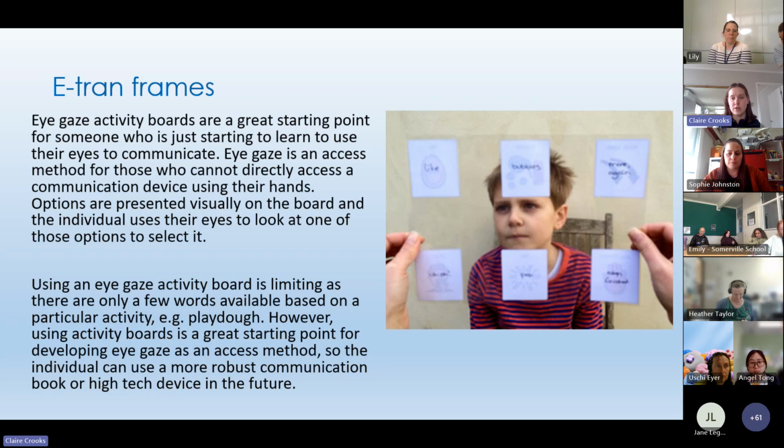So if you've got someone who is having difficulties with their hands, we recommend definitely looking at some eye pointing to support that, because eye gaze is a means of direct access through your eyes, whereas switching can take a bit longer and have steps as well.